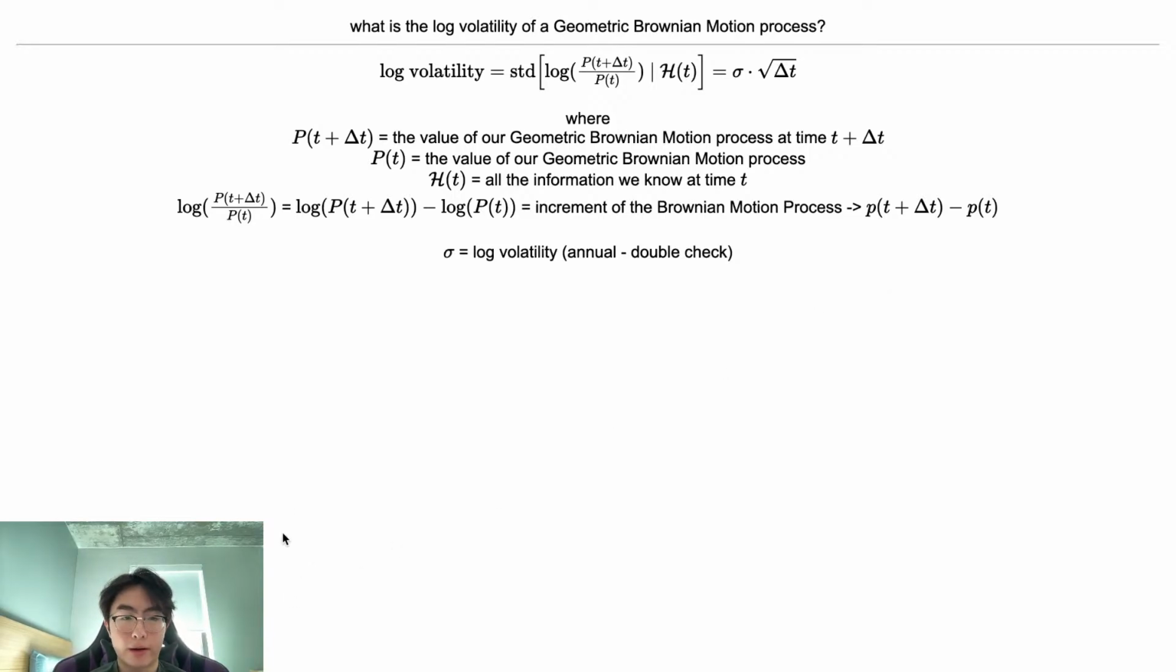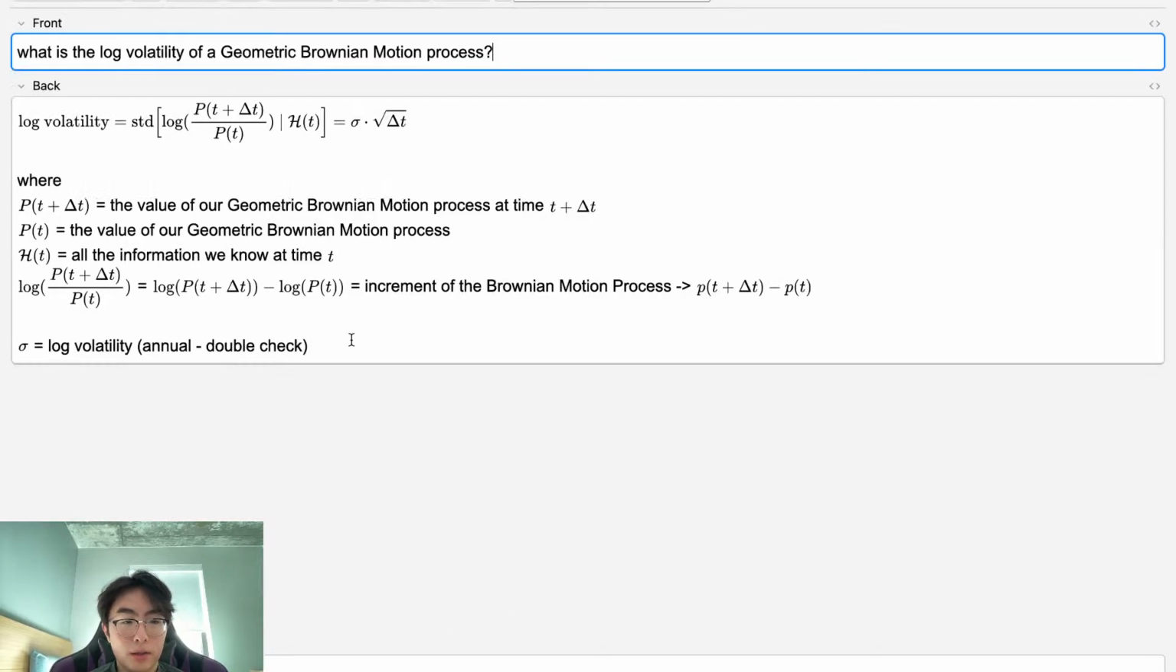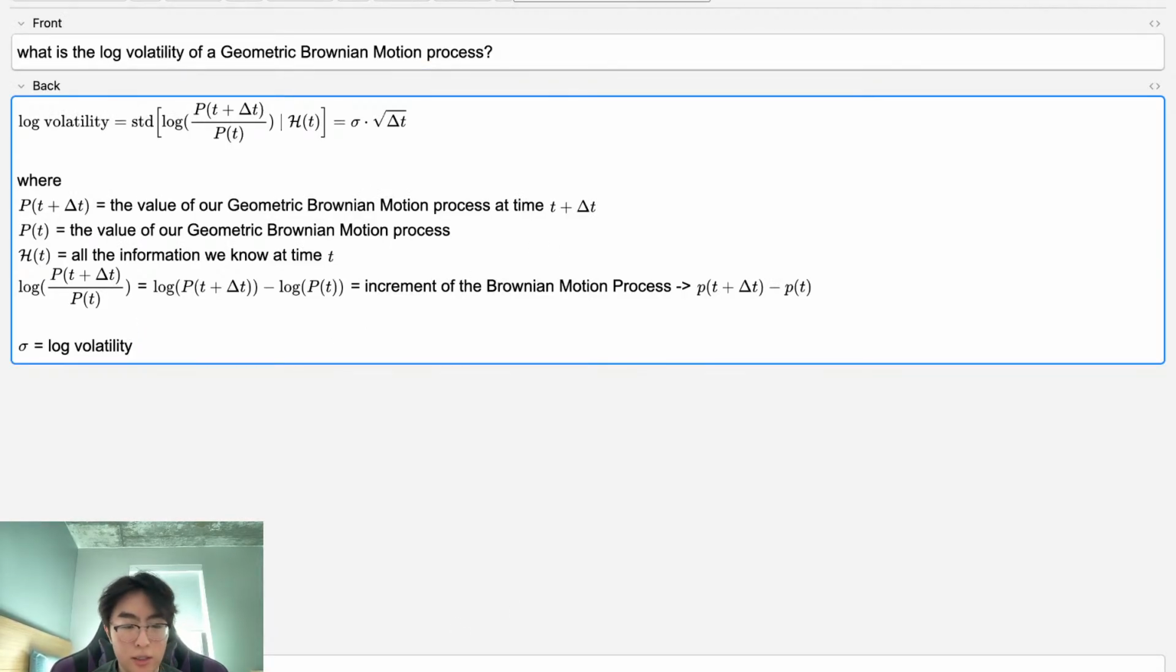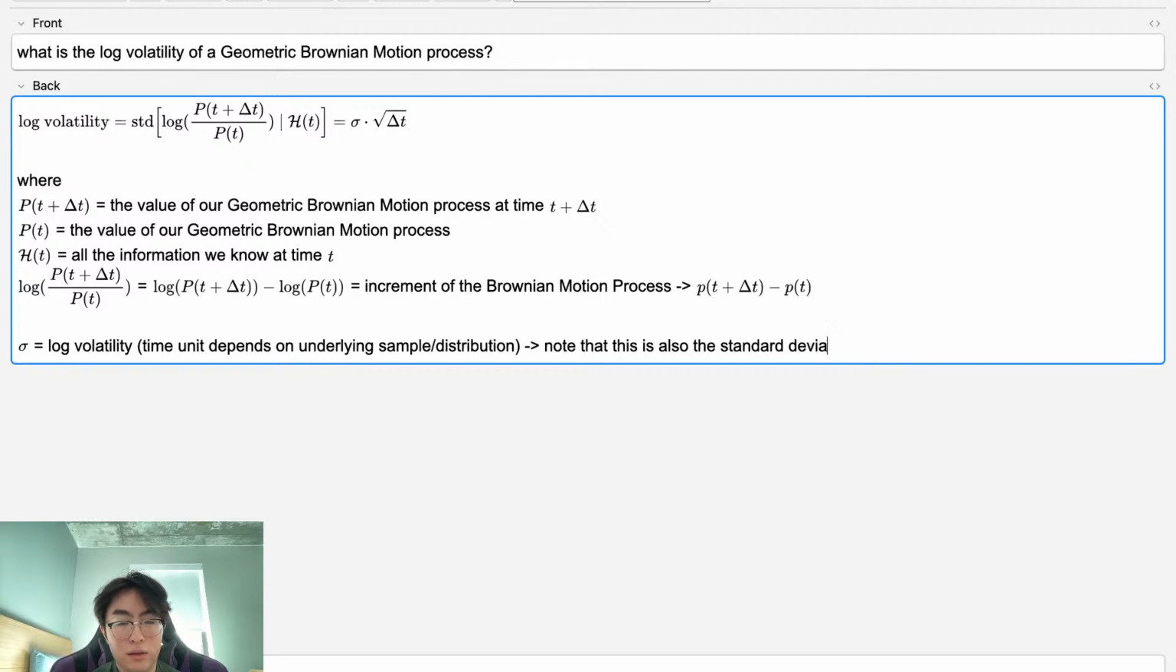I think it should be annual, right? I guess it depends. Log volatility time unit depends on... this is also standard deviation of returns.